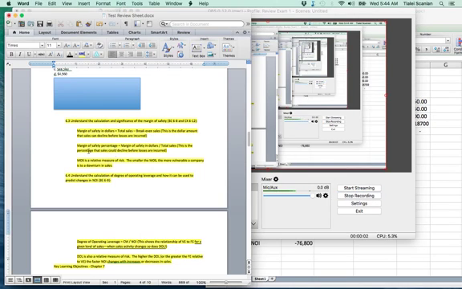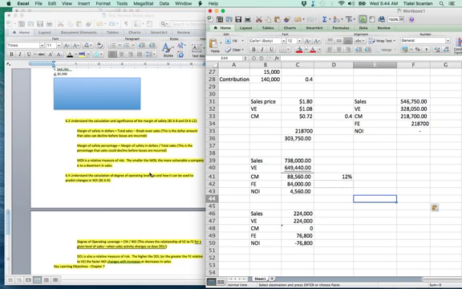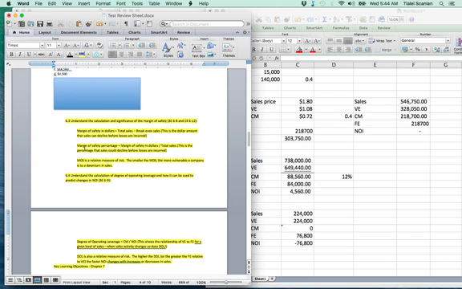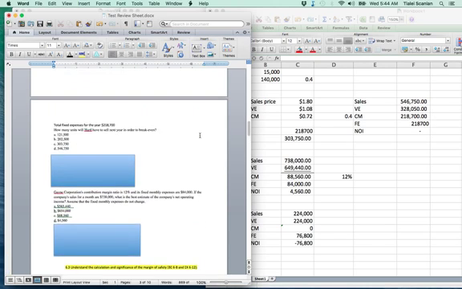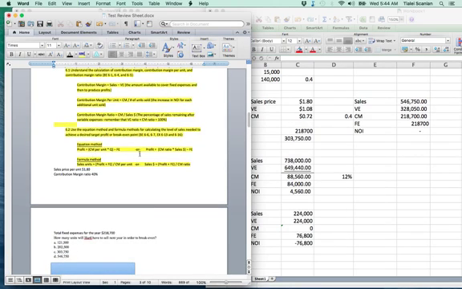Okay, so the last video was kind of rushed, so I just want to go over a few things again about Chapter 6. Margin of safety in dollars is total sales minus break-even sales. To get our break-even sales using the formula method, we would do our fixed expenses divided by the contribution margin ratio.